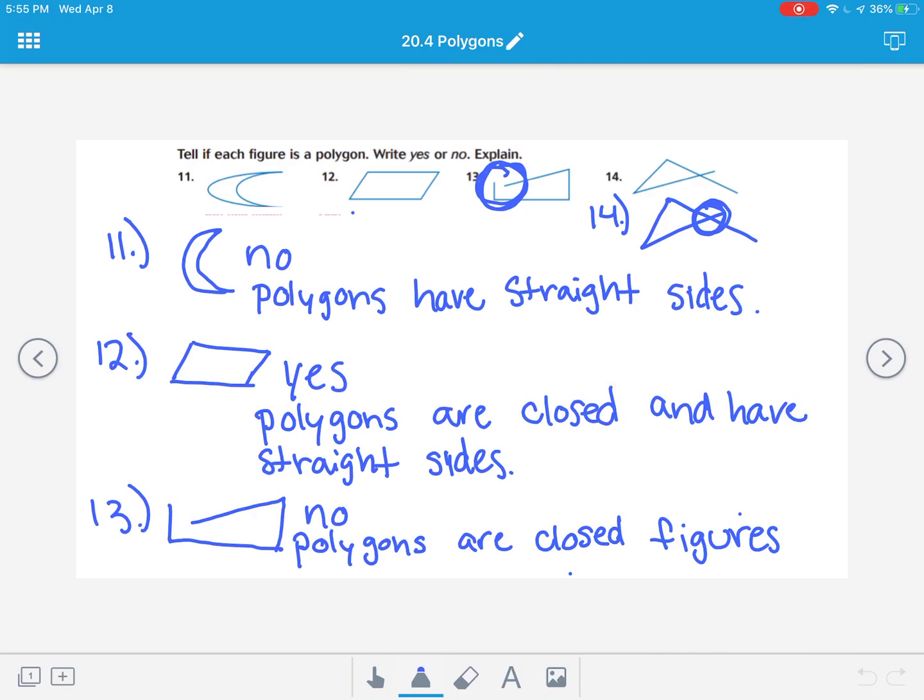They meet to form vertexes. The line segments should meet to form vertexes, but they should not run through each other and intersect. So this is no, and the reason why is sides should not intersect.